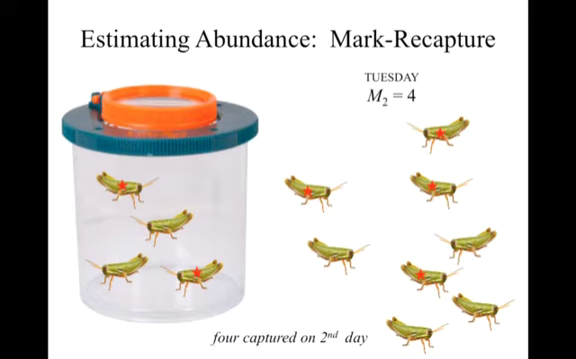So on Tuesday, I captured 4 grasshoppers. And of the 4 that I captured on the second day, 2 of them were recaptures. 2 of them I had already caught. Again, you're probably wondering, well, how do I turn this capturing into an abundance estimate?